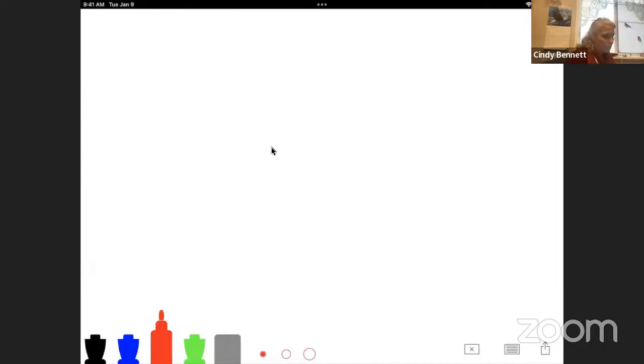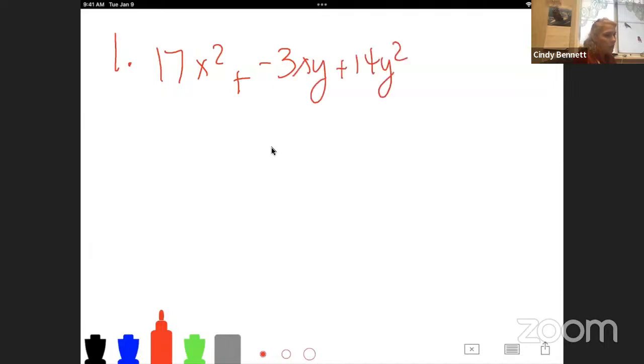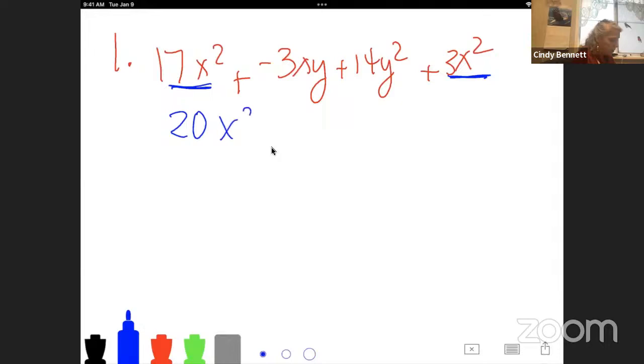First of all, the first section talks about combining like terms. So 17x squared plus negative 3xy plus 14y squared plus 3x squared. You have to combine like terms. There are only two terms here that are the same. So we have 20x squared minus 3xy plus 14y squared, and you're done. That's all you can do. You have to have the minus sign here, the plus sign here, and you are done.